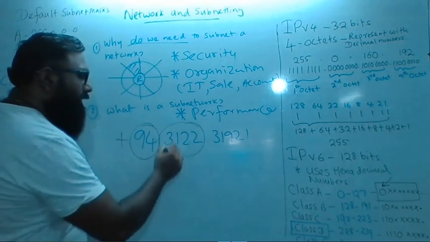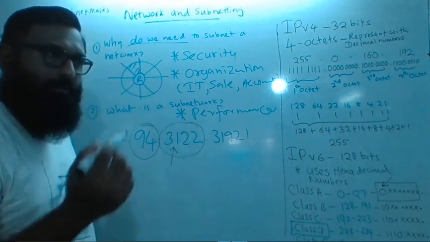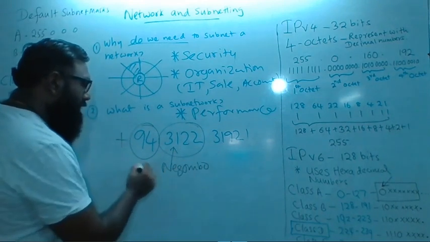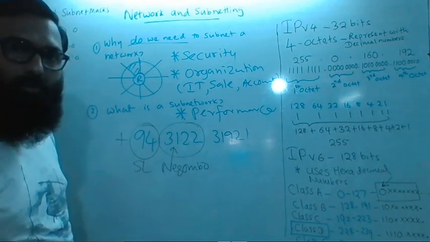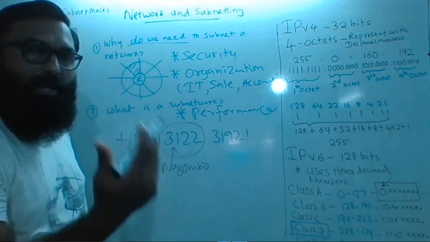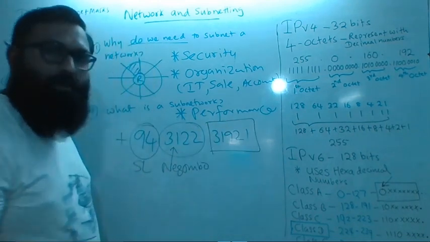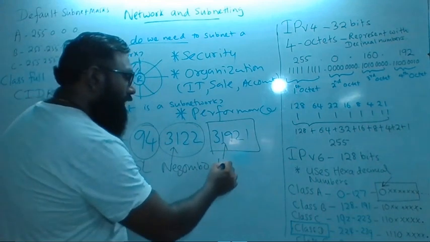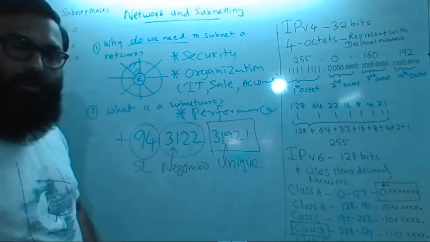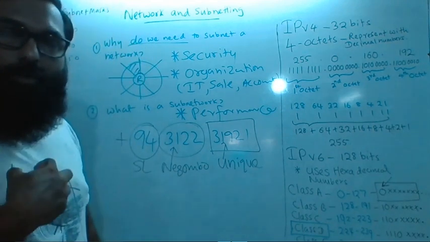Then 31 is the area code for Negombo Road. Okay, Negombo. That area code is common for this area. And we have given 31921. This is a unique ID, only for my house.